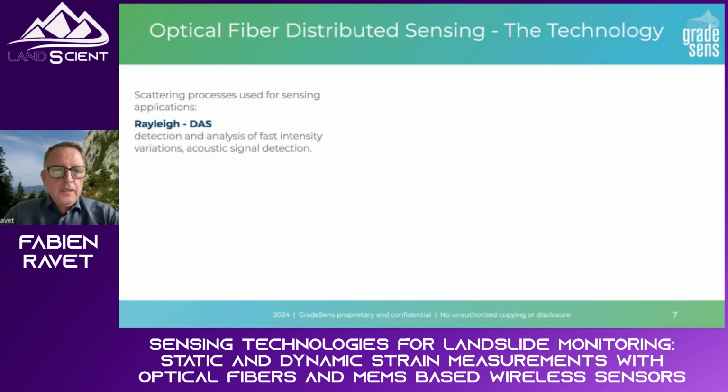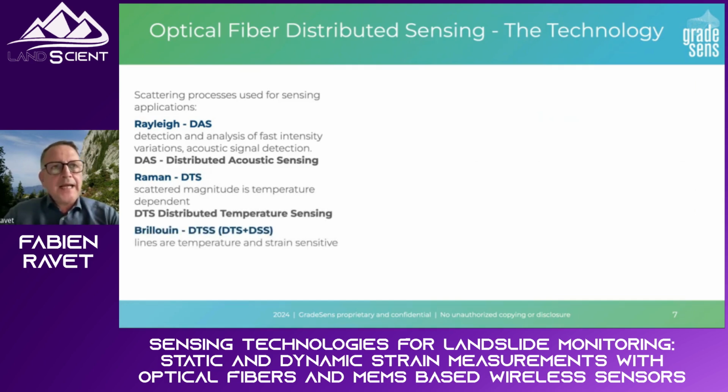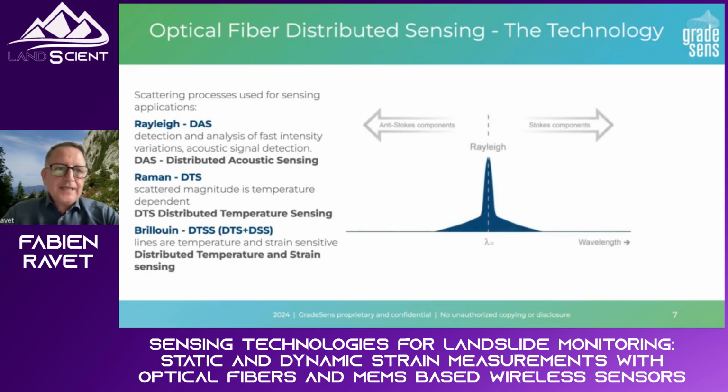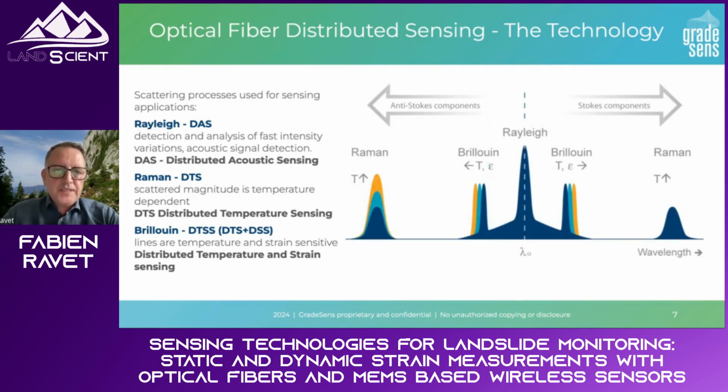So with Rayleigh, you can implement what we call a distributed acoustic system, or let's say a dynamic strain sensor. So we will capture fast changes in the amplitude and the phase of the signal, and then we can have a kind of vibration sensor. With Raman, the intensity of the Raman lines is sensitive to temperature. So by measuring the amplitude variation, we have information about the temperature of the fiber at that specific location.